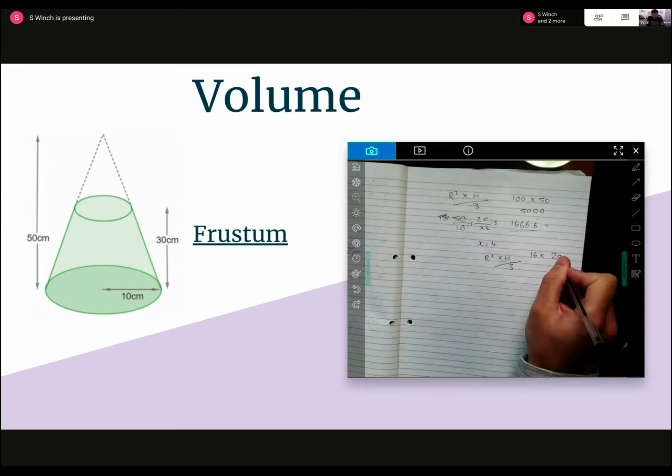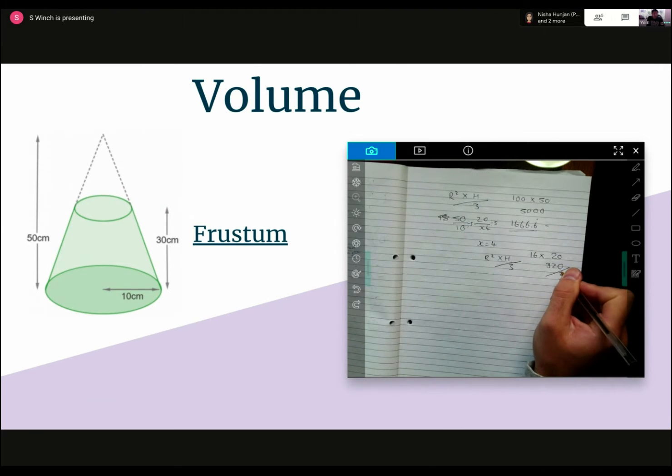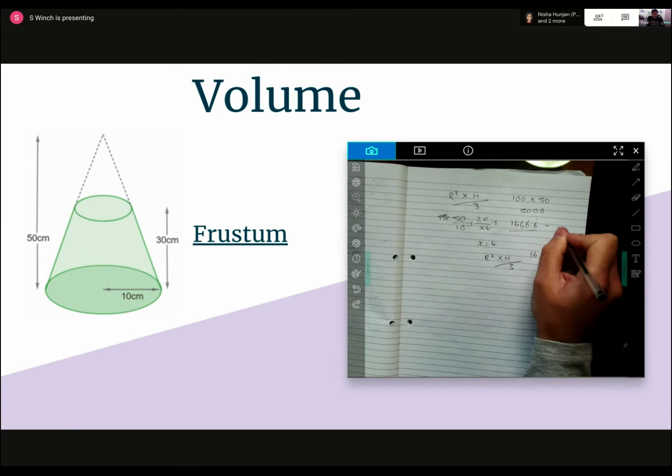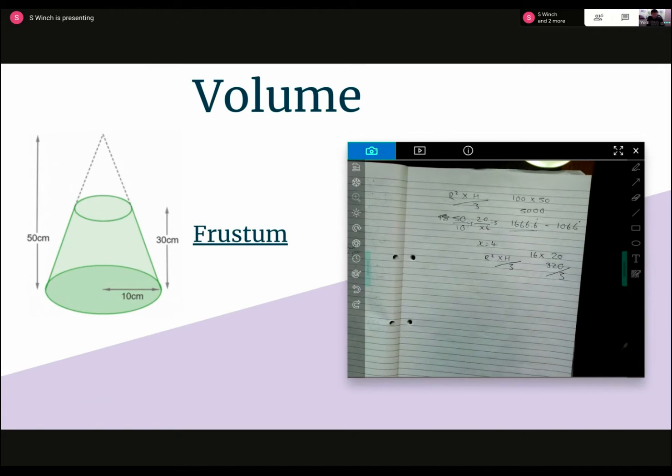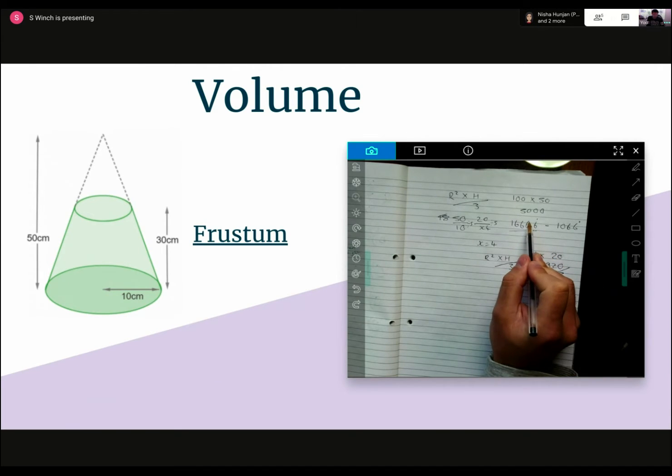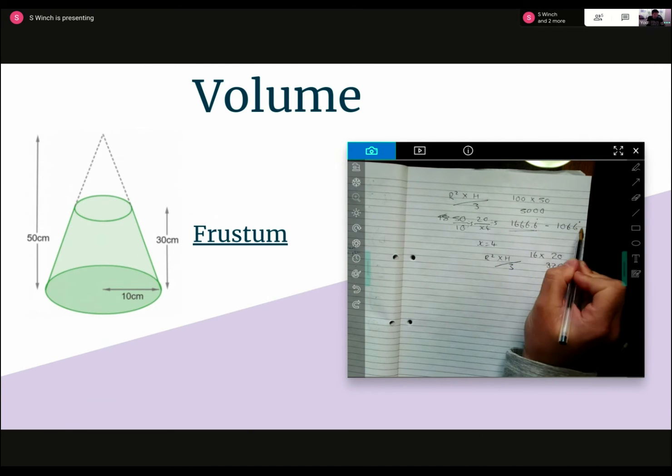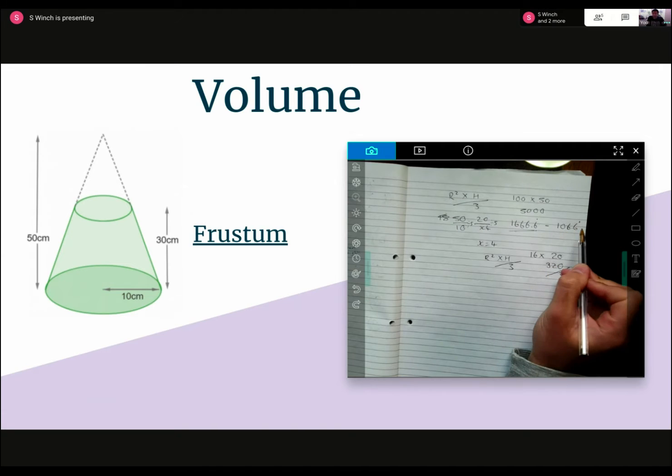Of course, 16 times 20 is 320, and 320 we're then going to divide by 3. Again, I'll just use my trusty calculator, which gives us 106.6 recurring. So to work out the full volume of that frustum, we're going to take the shaded area, the actual frustum itself, and subtract from that the top part of the cone that's being chopped off, if you like.